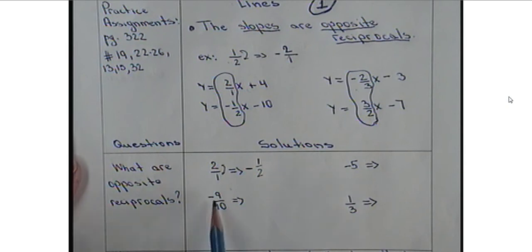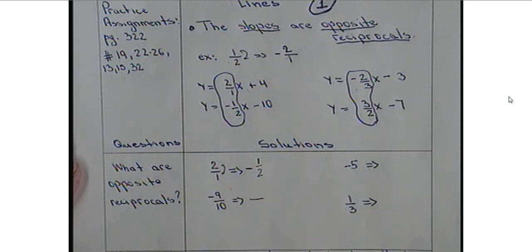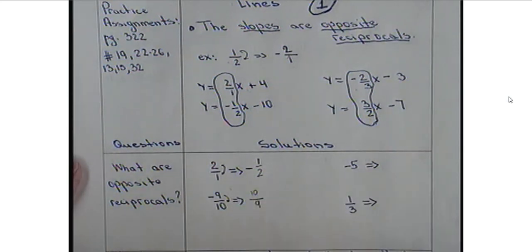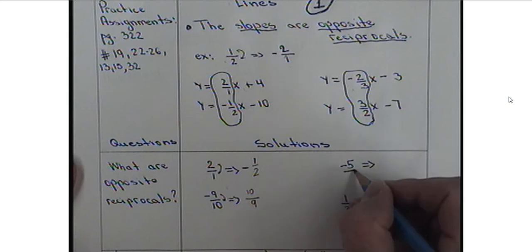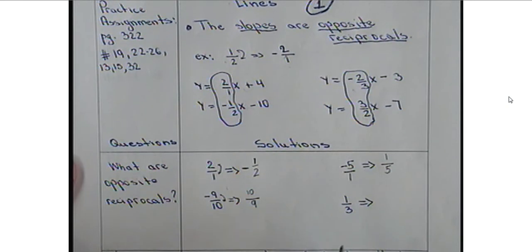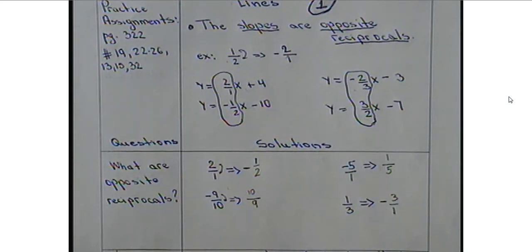Second example, -9/10. Well, the opposite is positive, so I don't need to write the positive sign. I just need to flip those two numbers, so 10/9. If I have -5, this is the same as -5/1, so the opposite will be positive 1/5. The last example will be 1/3, opposite negative, and 3/1. And we're done practicing converting numbers, fractions, integers, all of those from one thing to another using the opposite reciprocal rule.